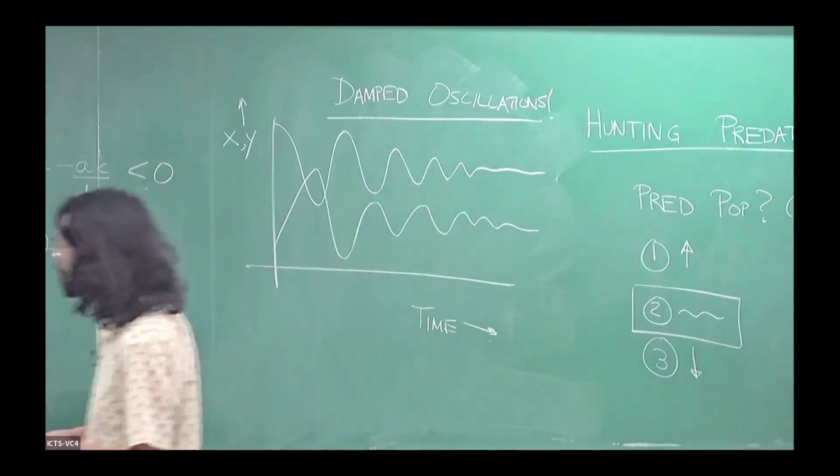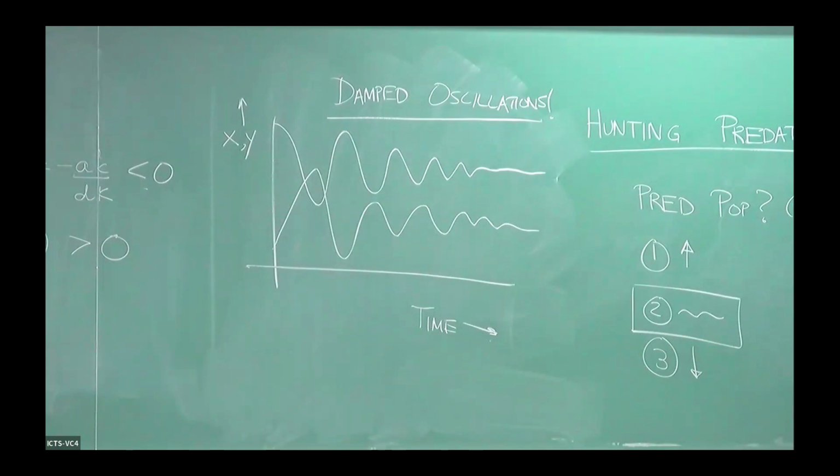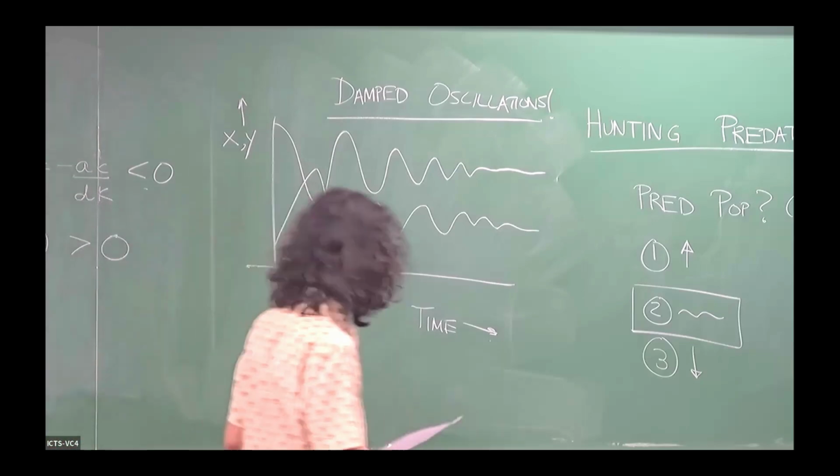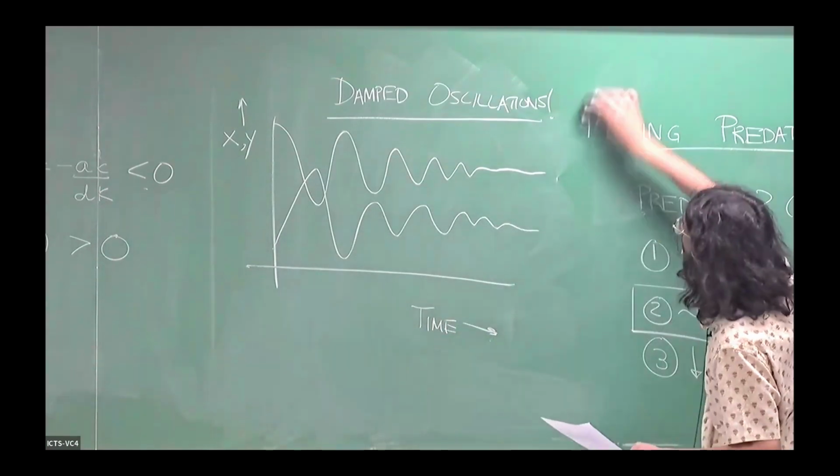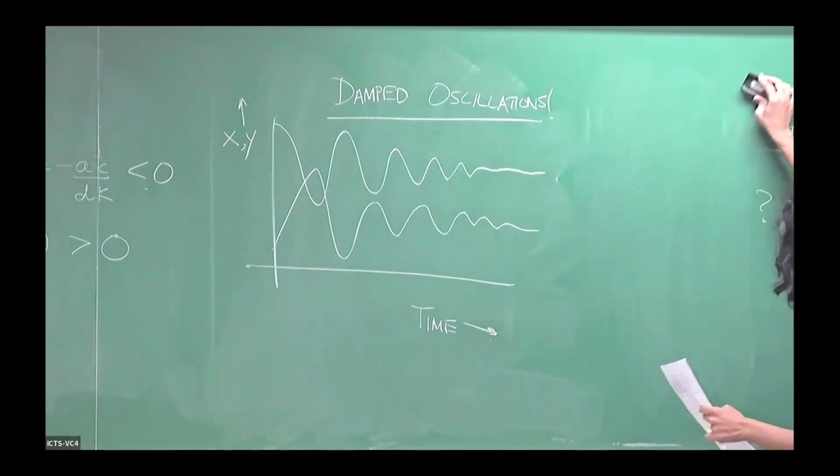So why did this happen? I made such a small change to the model. I just added this little bit of logistic growth to the prey, and I went from having these beautiful closed neutrally stable orbits to a stable spiral which shows me damped oscillations. Why did this happen? Does someone have a guess of what's going on?